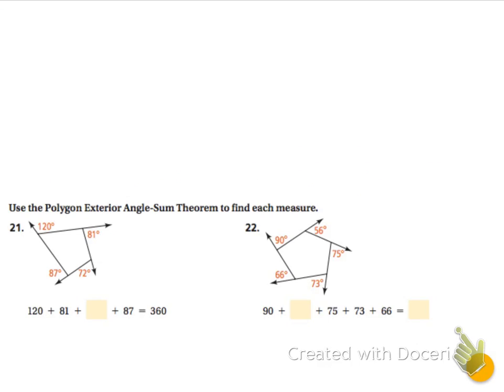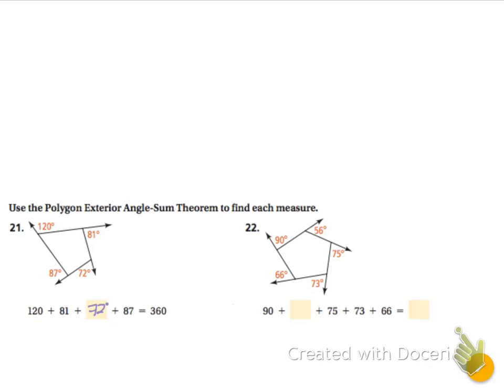Okay, my first one, which one is missing? I have 120, I have 81, I have 87, so 72 degrees would make it that 360. So all of those exterior angles added to be 360.